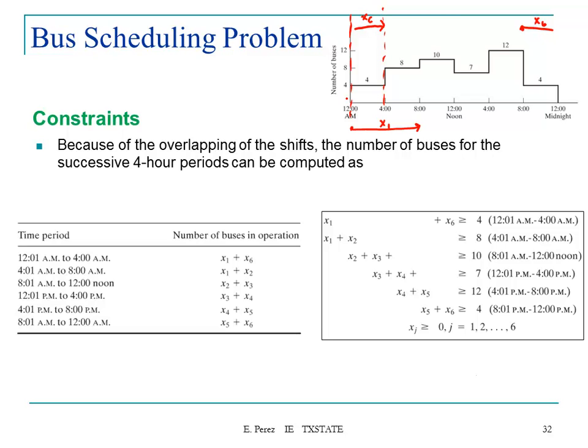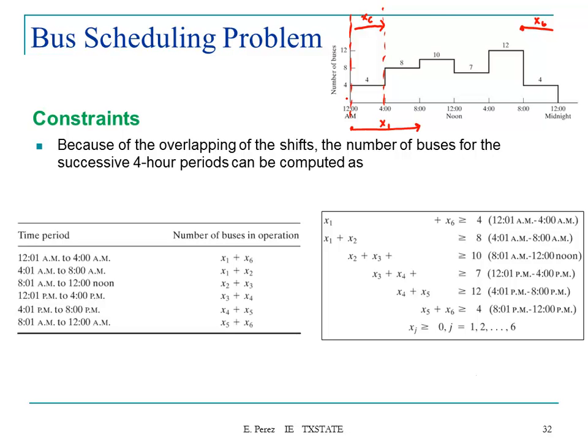Same thing applies for this one. So for that one, you know that x1 is going to be here because the shift ends at 8, so x1. And x2 will be from 4 to 12. So x2 will also be part of the second time period. And following the same analysis, you can state the variables that are going to be used for each time period.